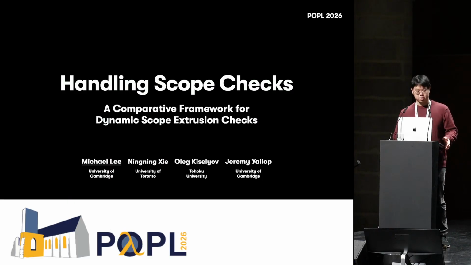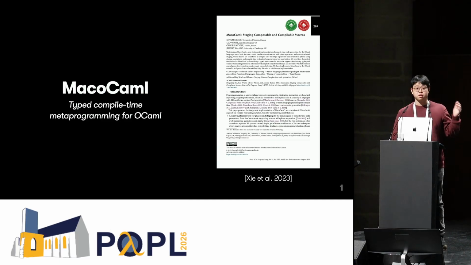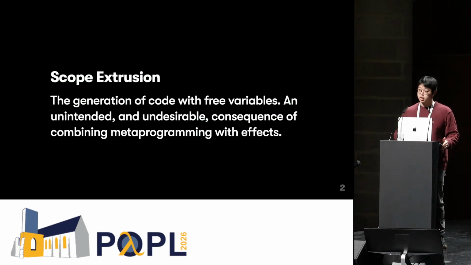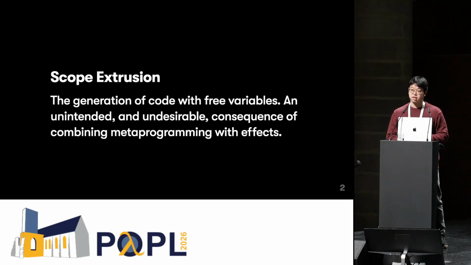Hi, I'm Michael, and I'm going to be telling you about handling scope checks. This is joint work with Ningning, Oleg, and Jeremy. I'm going to start by setting the scene. This work is grounded in the context of MetaOCaml, which is a project that aims to add compile-time metaprogramming to OCaml. When you're adding metaprogramming to a system with effects, like OCaml has, you have to be worried about scope extrusion. I've put up the definition here. It's the unintended and undesirable consequence of the interaction between metaprogramming and effects, but we'll see concrete examples of that later. I don't expect you to understand what it is right off the bat.